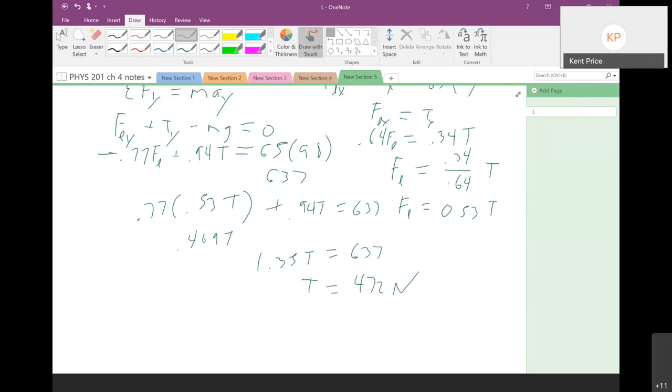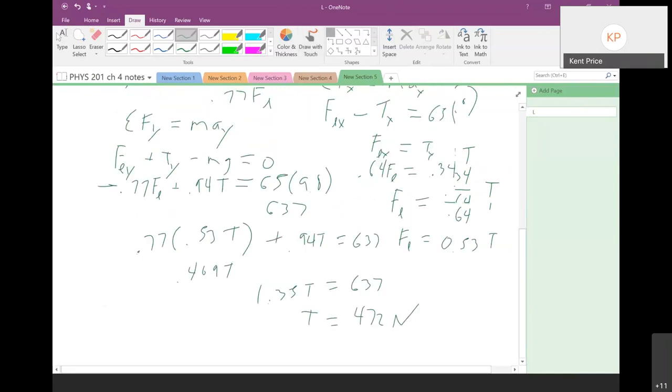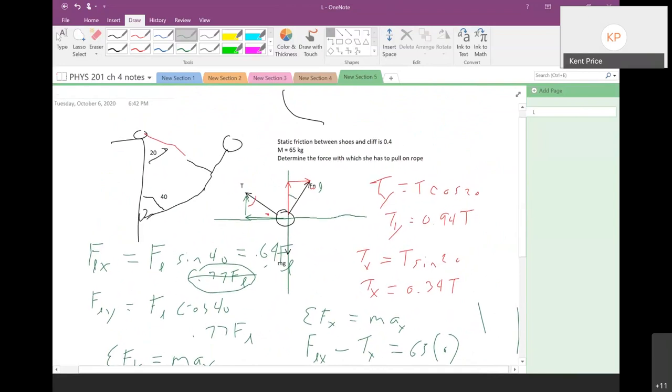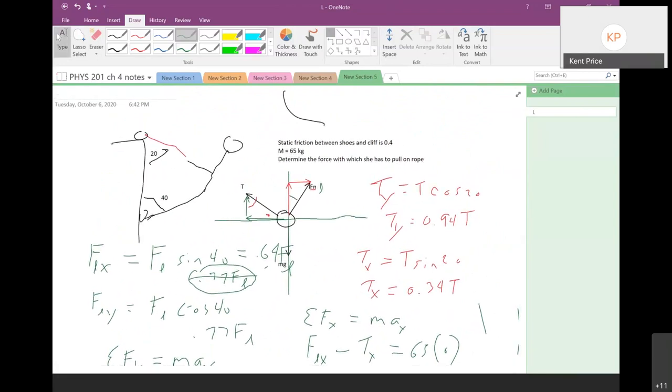Okay, so that's the tension in the rope. And that's how hard she has to hold on, because if the rope is pulling on her with that force, that's the force with which she is pulling on the rope.